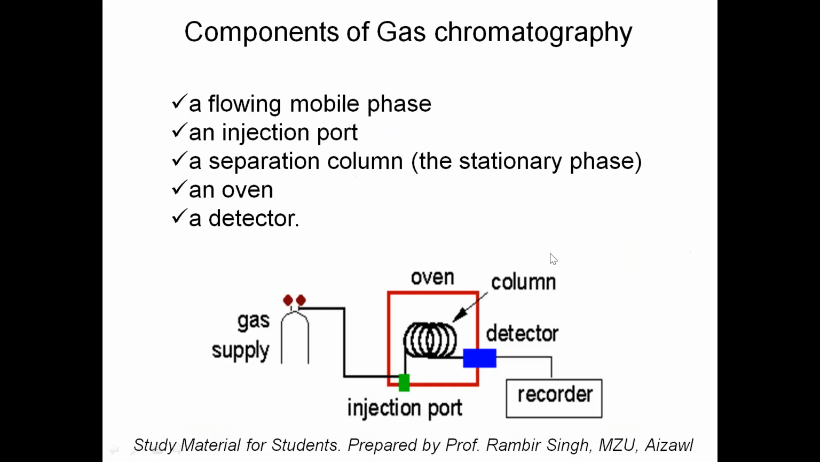This is the instrumental design, where you have a gas at high pressure, then it goes to a column, and the column here you see is a coiled column. The length of the column in GC is around 100 meter. So imagine a 100-meter column. It is packed inside an oven. Why is it packed inside an oven?